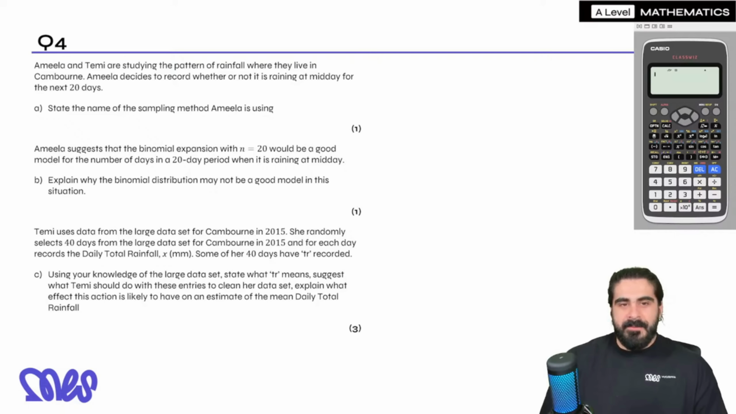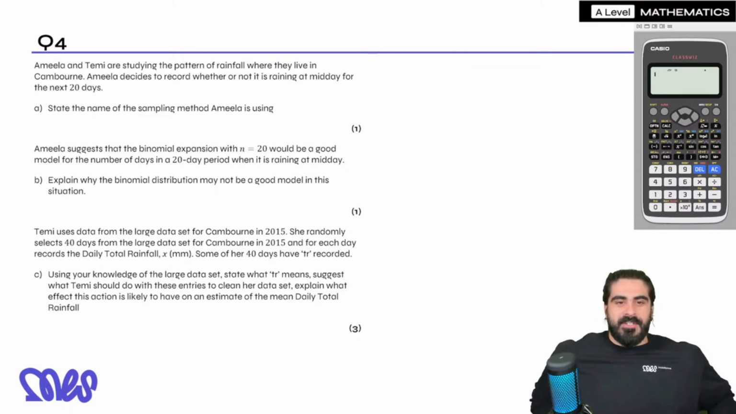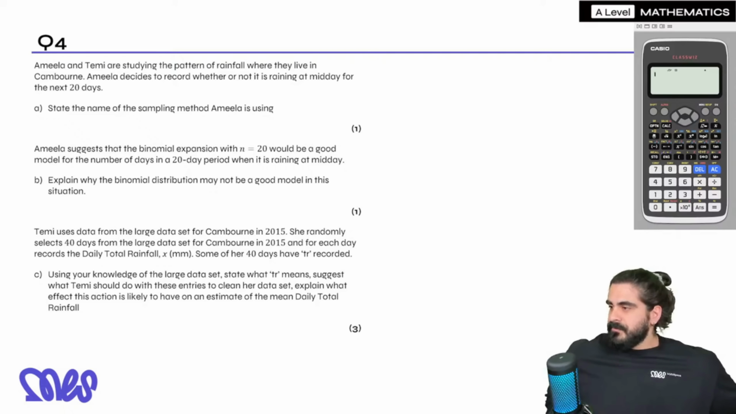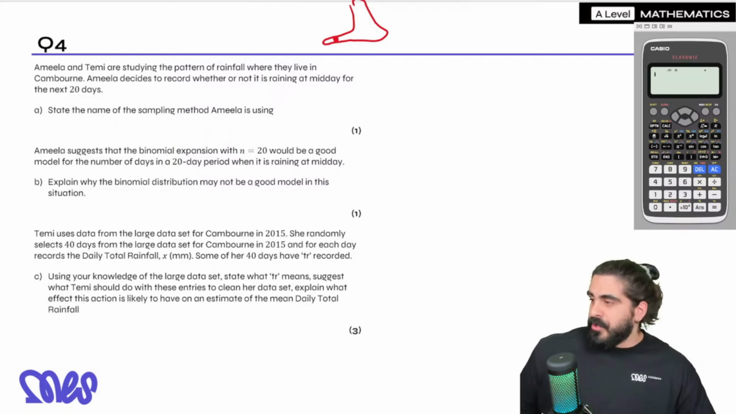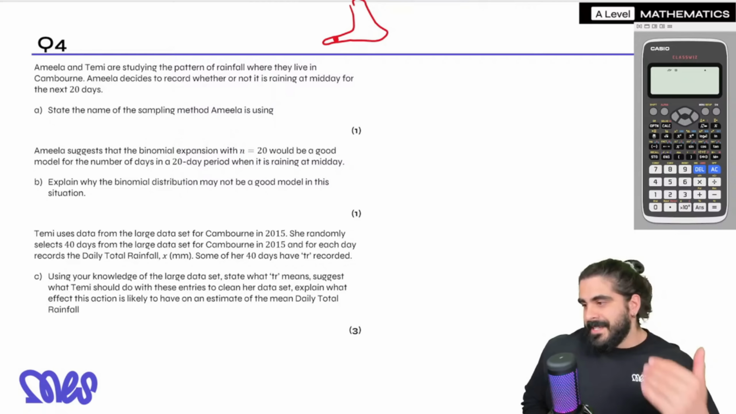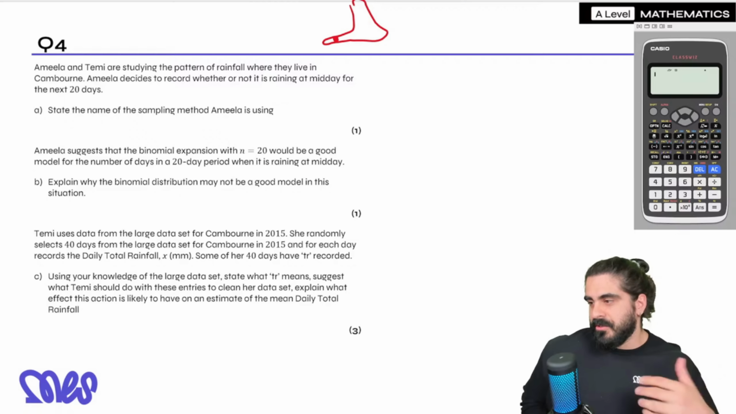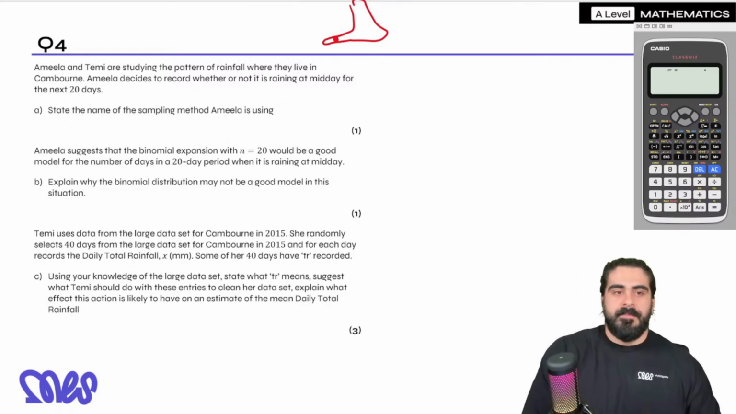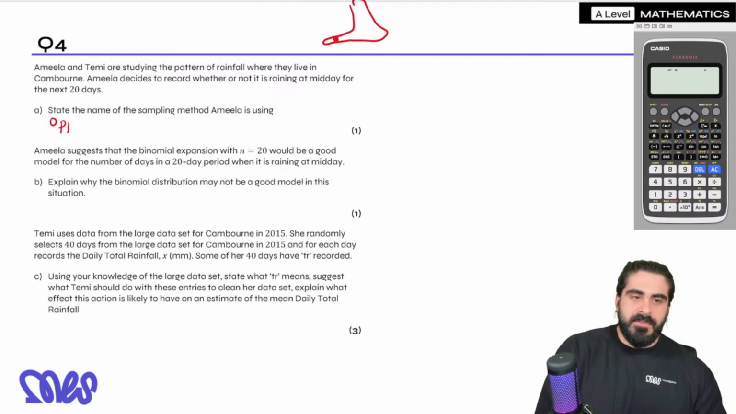So Emila and Temi are studying the pattern of rainfall where they live in Camborne. Emila decides to record whether or not it is raining at midday for the next 20 days. Say the name of this sampling method Emila is using. Okay, so you can say systematic or opportunity sampling. At every day at midday consecutively, you're recording something. So I say opportunity sampling, but you can say systematic as well.